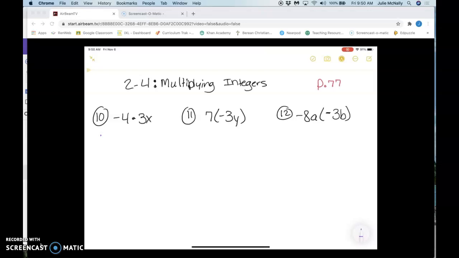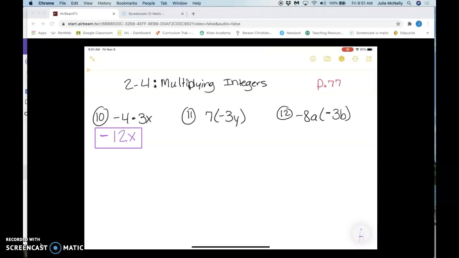So for number 10, negative 4 times 3x. How many negatives do I have? 1. So my answer is going to be negative. Now we multiply the numbers. What is 4 times 3? 12. And then we just write the x next to it. So when you're multiplying, you can just multiply the numbers and write the variable next to it. And we're still using our rules. 1 negative, negative answer. 2 negatives is a positive answer.